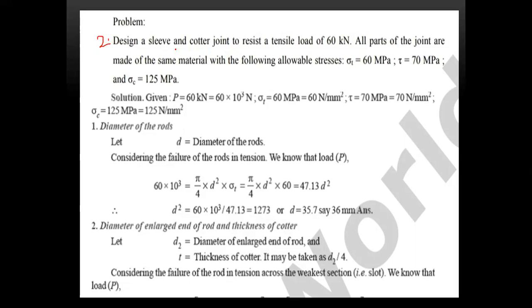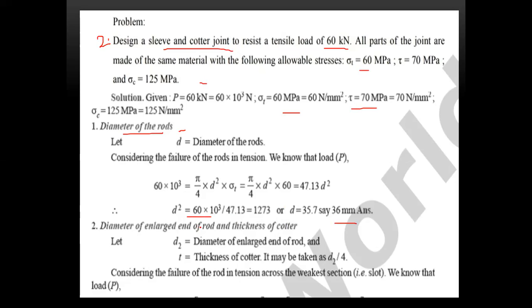Next, problem 2. Design a sleeve and cotter joint with a load of 60 kilonewton and the material as given. The P is equal to 60 kilonewton, sigma t is equal to 60, tau is equal to 70, and sigma c is equal to 125. Now first find the diameter of the rod, d. Therefore P is equal to pi by 4 d square into sigma t. With this we find the diameter is equal to 36.